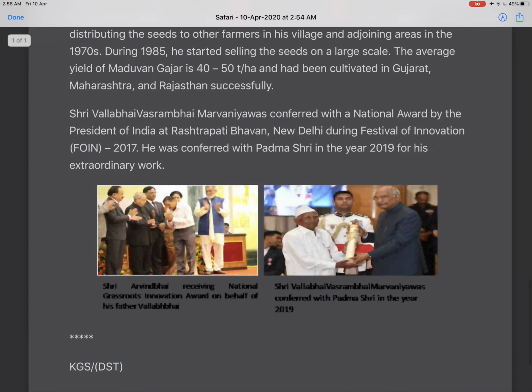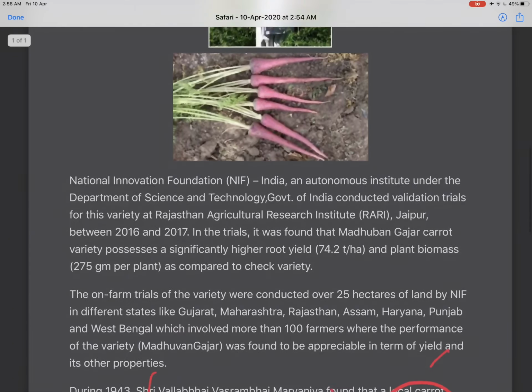This Shri Vallabhbhai VM has also gotten prizes from the government of India. So here he is getting the Padma Shri in the year 2019. This too is important. So it's the latest information. Padma Shri in 2019, Shri Vallabhbhai VM was conferred with this. Alright, so that's it. Let me just have a look at whether I missed something.